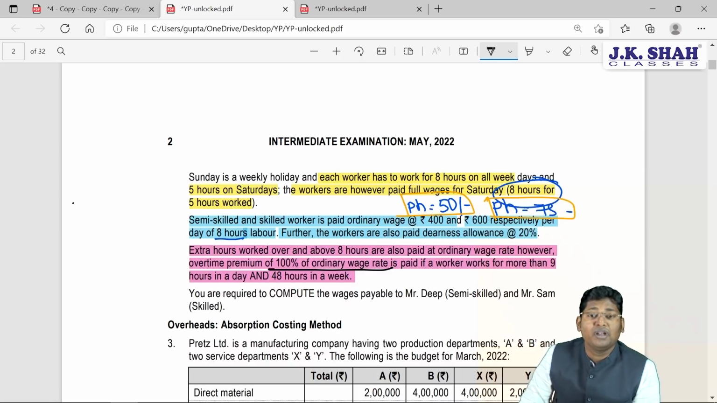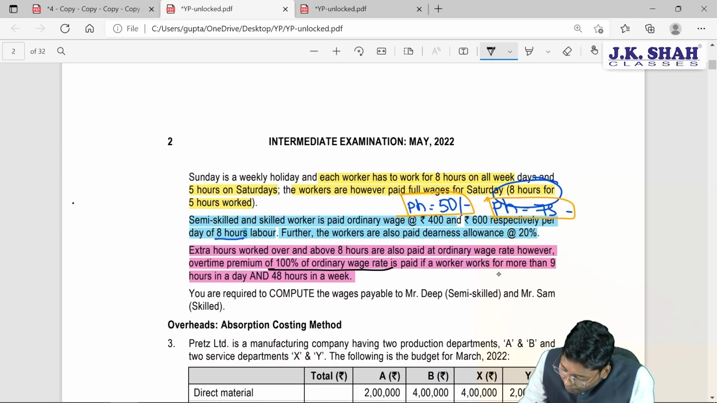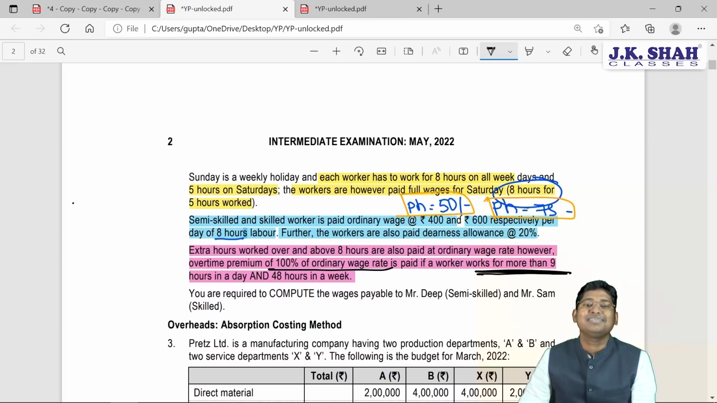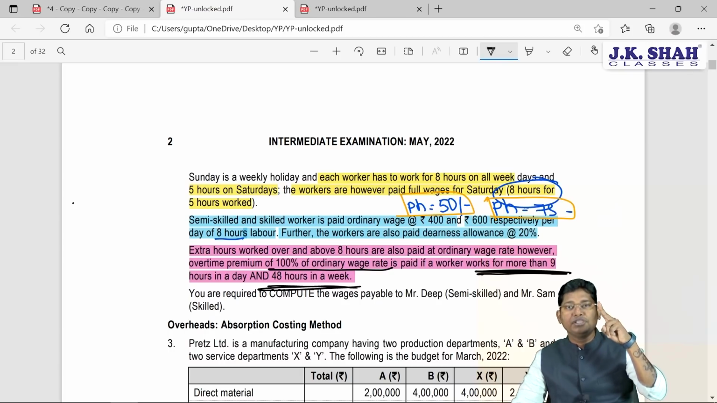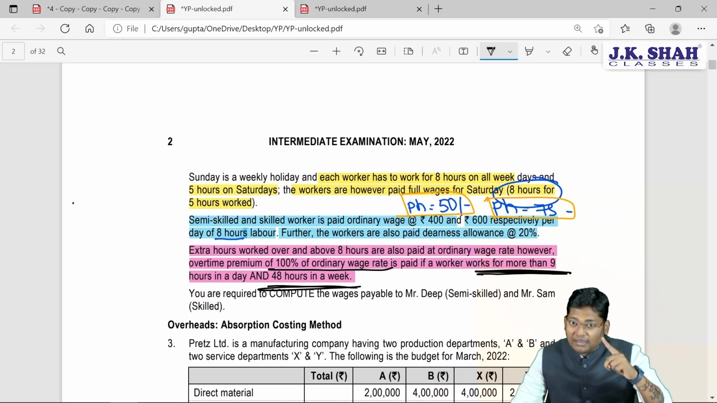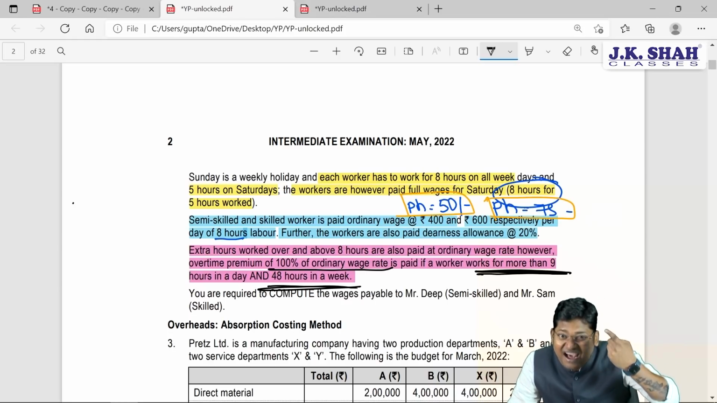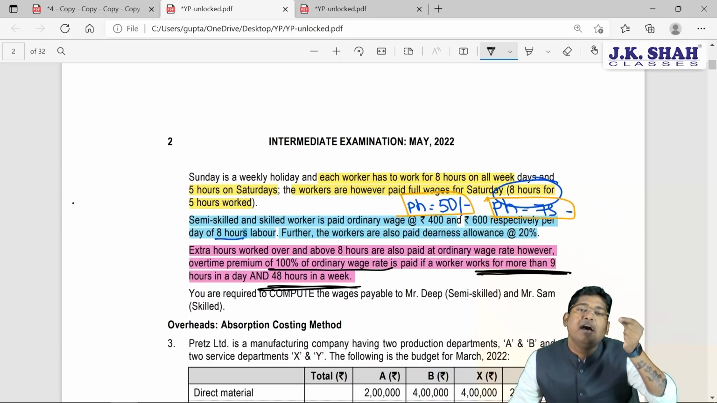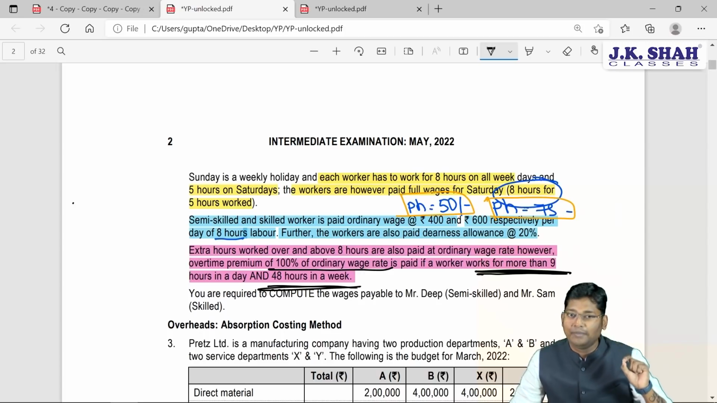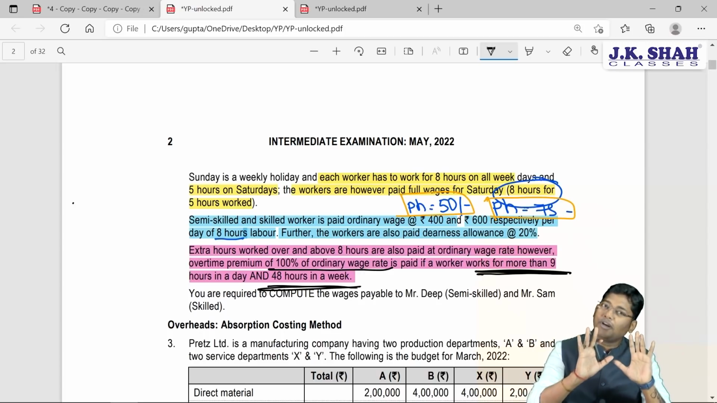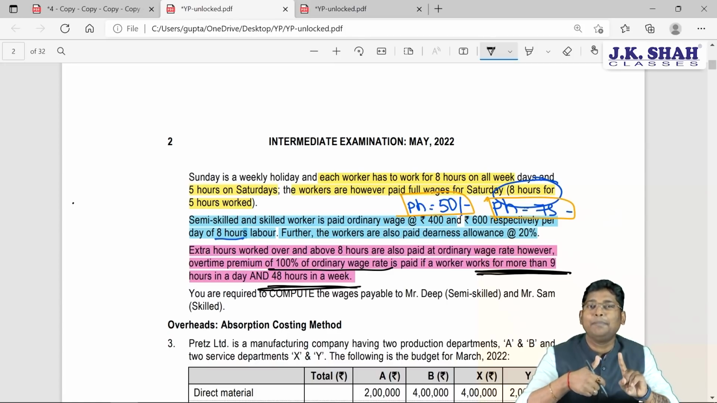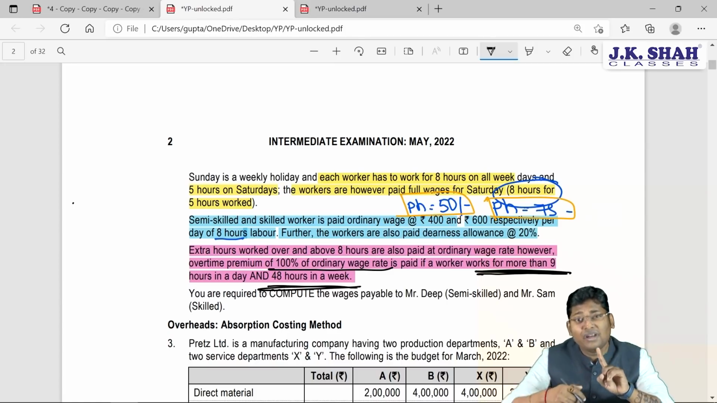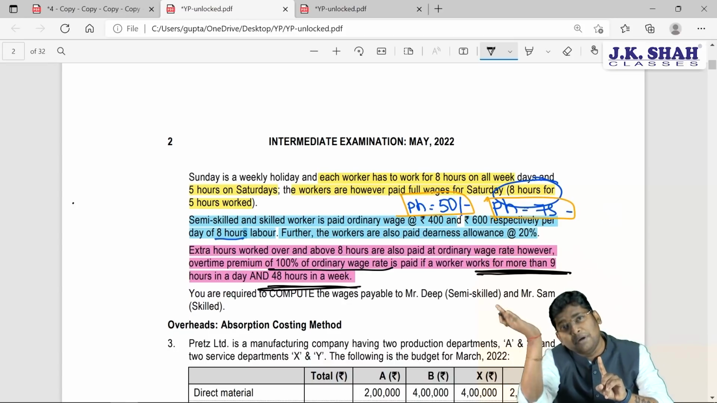So, whenever your workers are going to work for more than 9 hours in a day or more than 48 hours in a week, two conditions we need to fulfill. If a worker is working beyond 9 hours a day, that extra hour is to be considered as overtime. Normally, workers work for 8 hours, but the 9th hour is also to be paid at the ordinary wage rate. Overtime is applicable only and only when the worker is working beyond the limit of 9 hours.